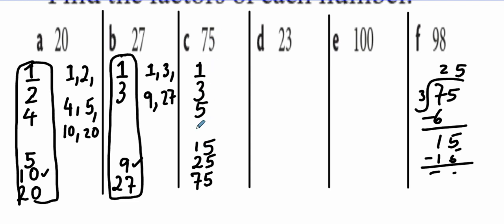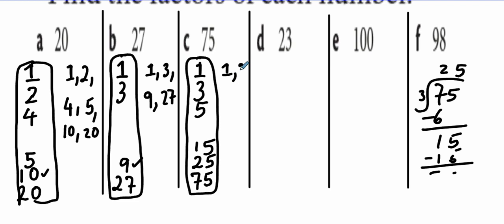Go to 6, not possible. Go to 7, not possible. 8, 9, 75 divided by 9 is not possible. Go to 10. 75 is not divisible by 10. Then I think these are the only factors of 75. So quickly you write the first factor is 1, go to next is 3, 5, 15, 25, 75. These are the factors of the number 75.